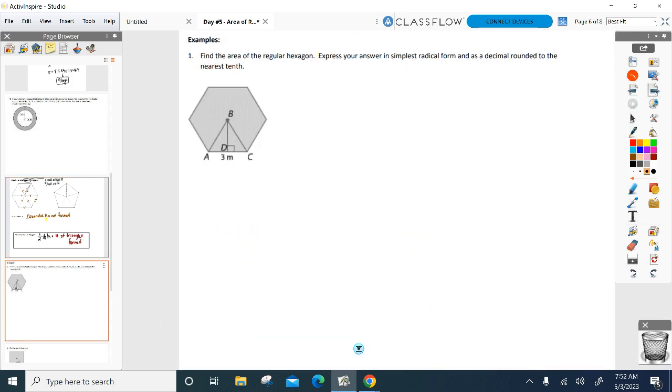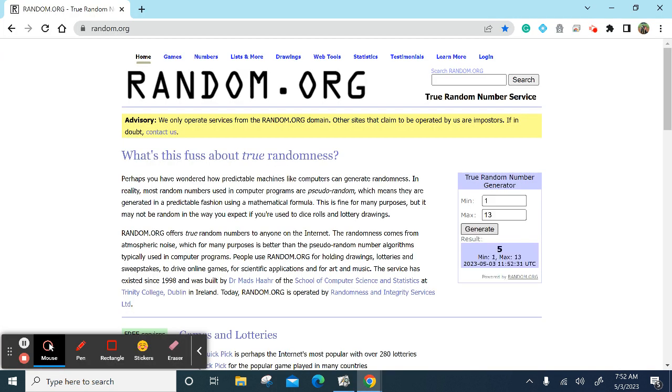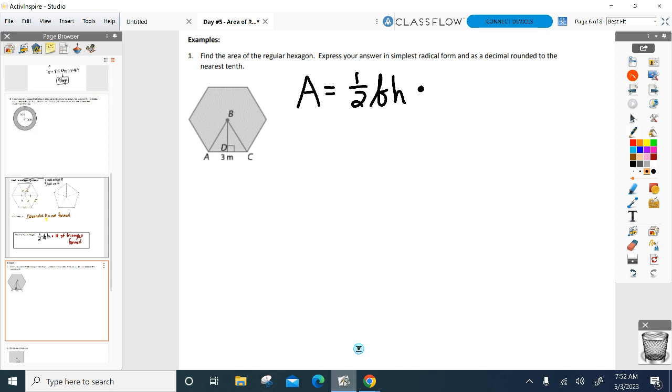All right, I've got a regular hexagon now. Express your answer in simplest radical form and as a decimal rounded to the nearest tenth. So it's a hexagon, and now I go to my area: 1/2 base times height times how many triangles would be formed. How many triangles would be formed if I drew in all the radii in a hexagon? 6. You're starting to see that however many sides this thing has, that's how many triangles it has. So I'm going to multiply my answer by 6.